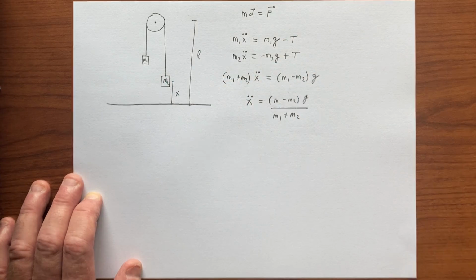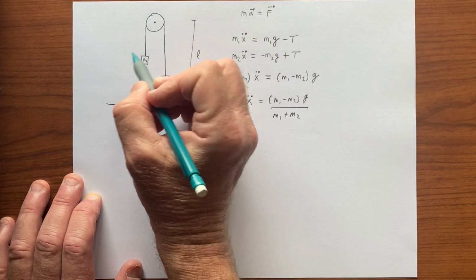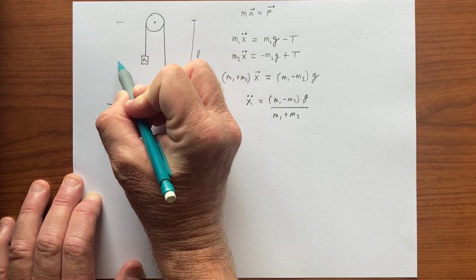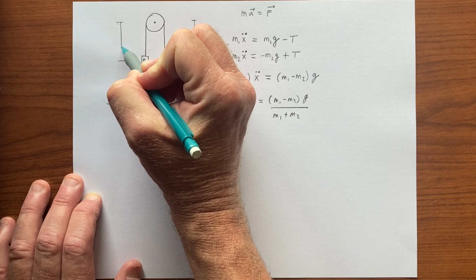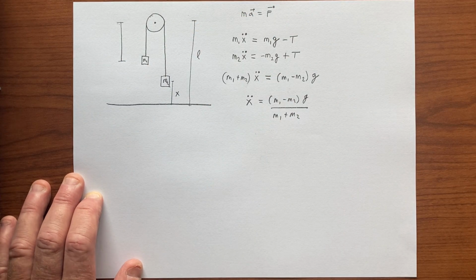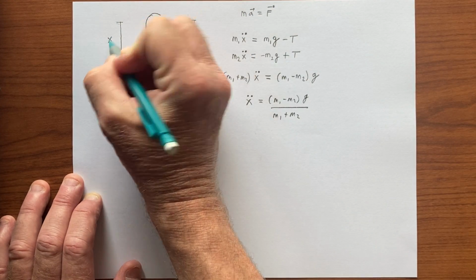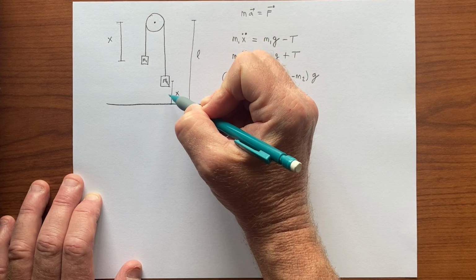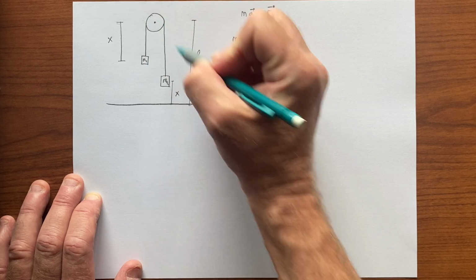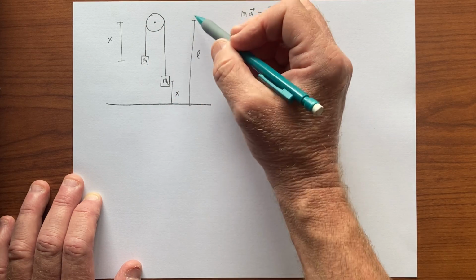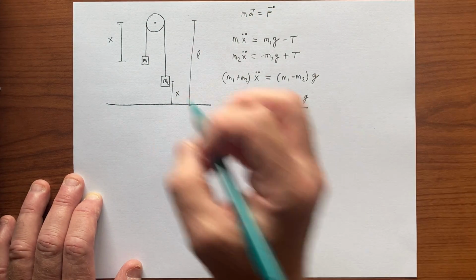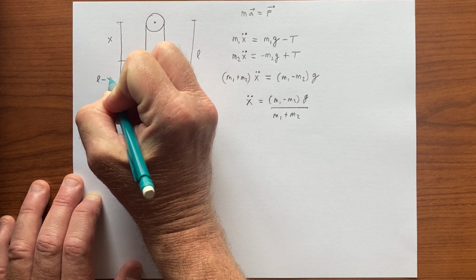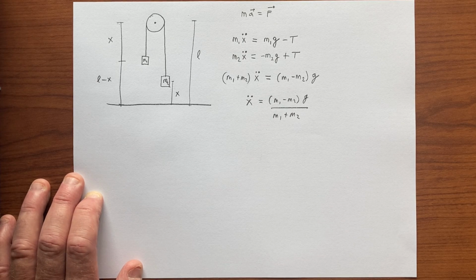So this is a point object. And therefore from there to this object, we have x. Right, so when this comes up to the top here, this one comes down to the bottom, and we have L, and so the distance from here to here would be L minus x.